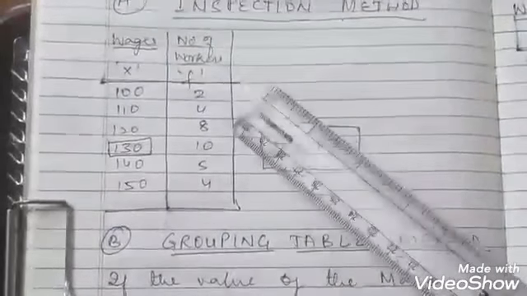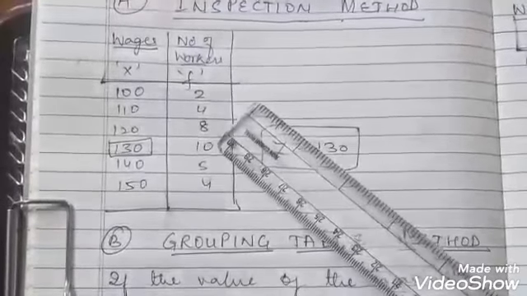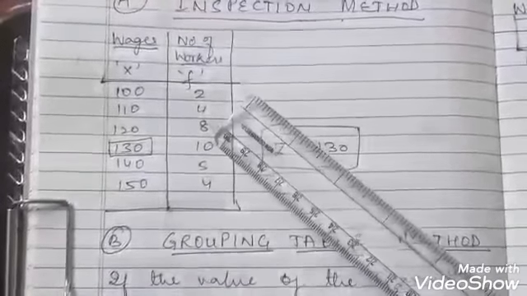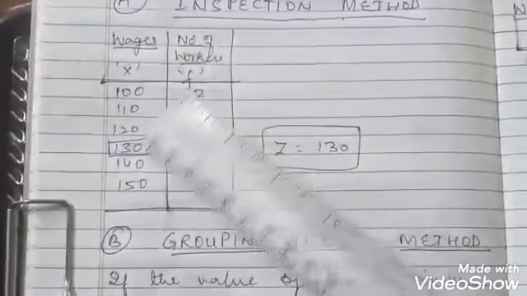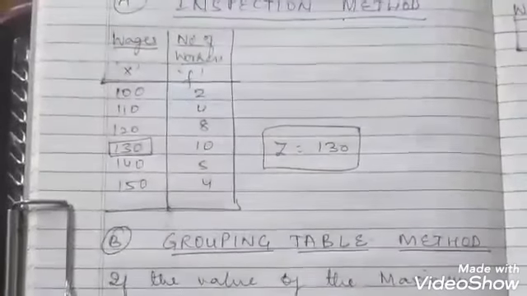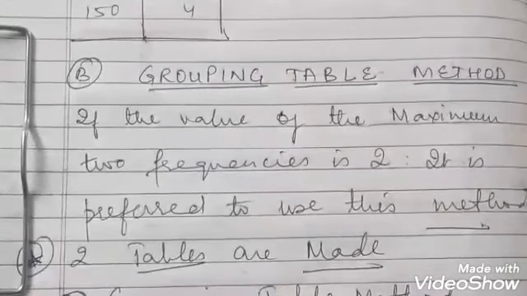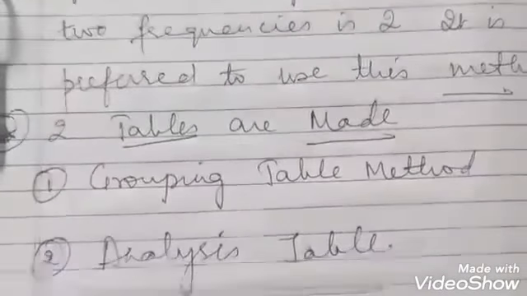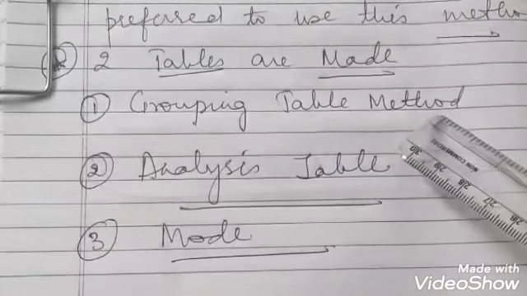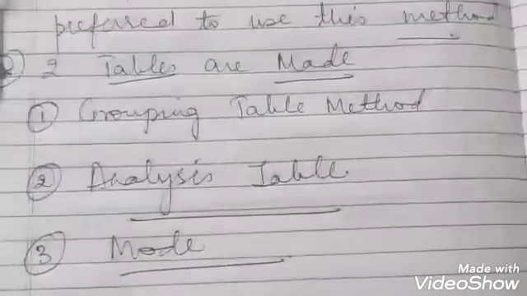लेकिन कभी-कभी क्या होता है ये 8 और 10 इनमें difference सिर्फ 2 है. So when the difference between the two highest frequencies is just 2 or sometimes 1, then it becomes very difficult to decide कि actual में mode is 130 or not. So to avoid confusion, we use the grouping table method, right? In grouping table method, we are going to have three steps in case of discrete series. पहला step हम grouping table बनाएंगे, फिर हम analysis table बनाएंगे और फिर हम mode की value निकालेंगे.